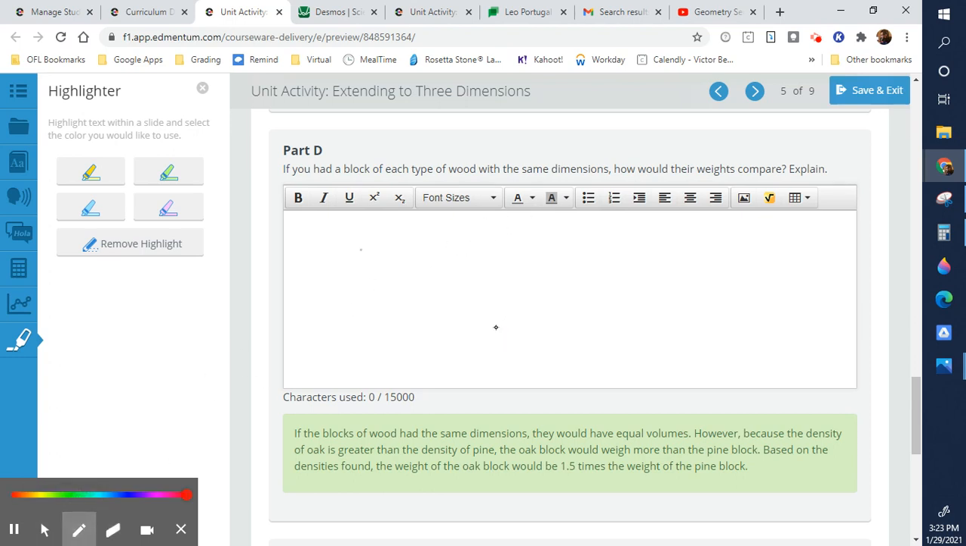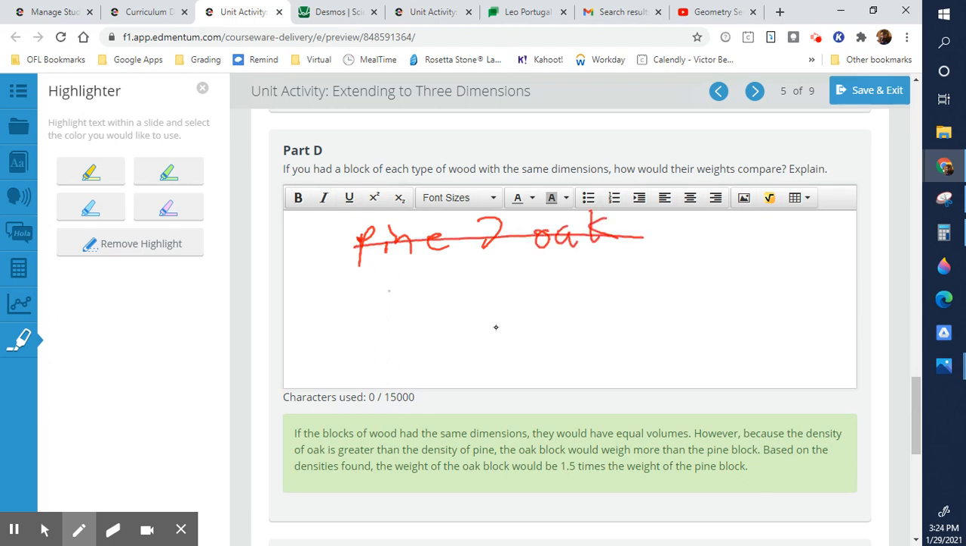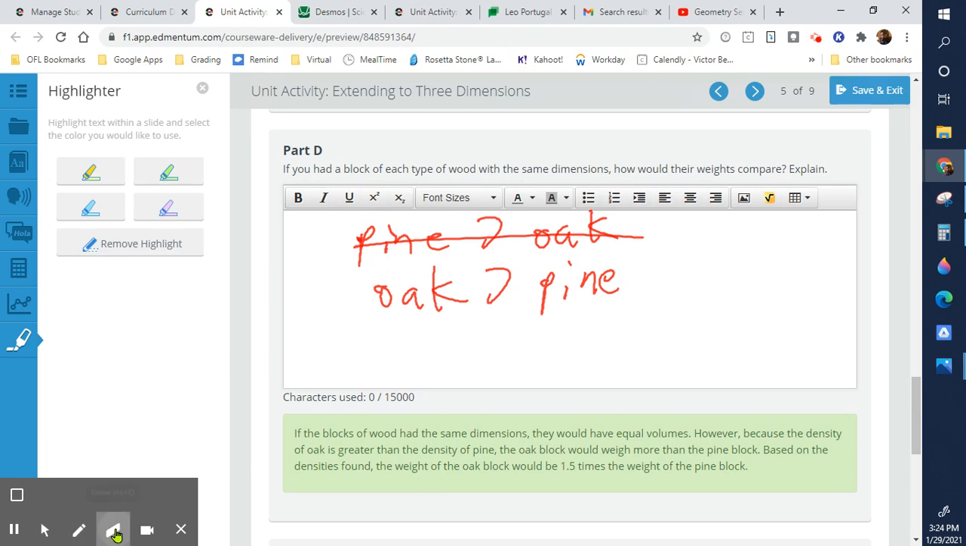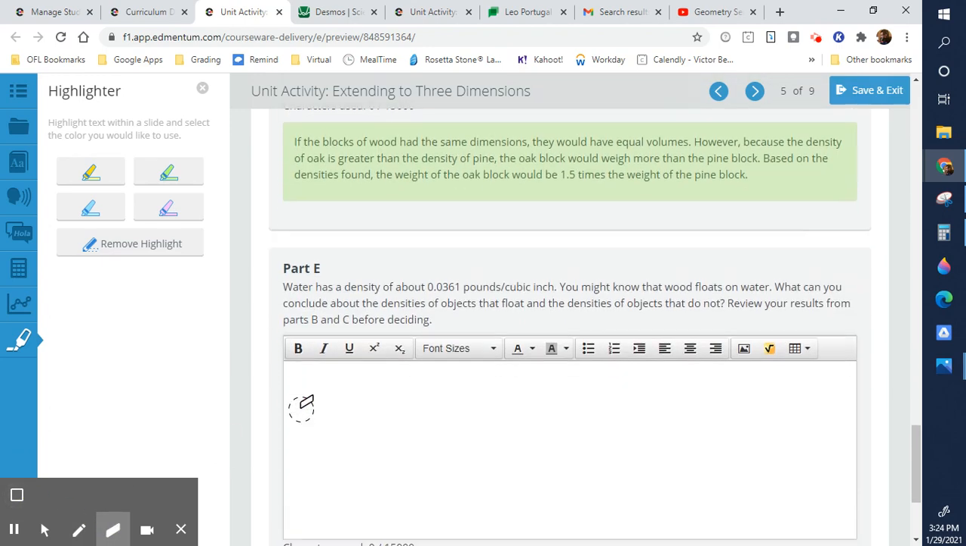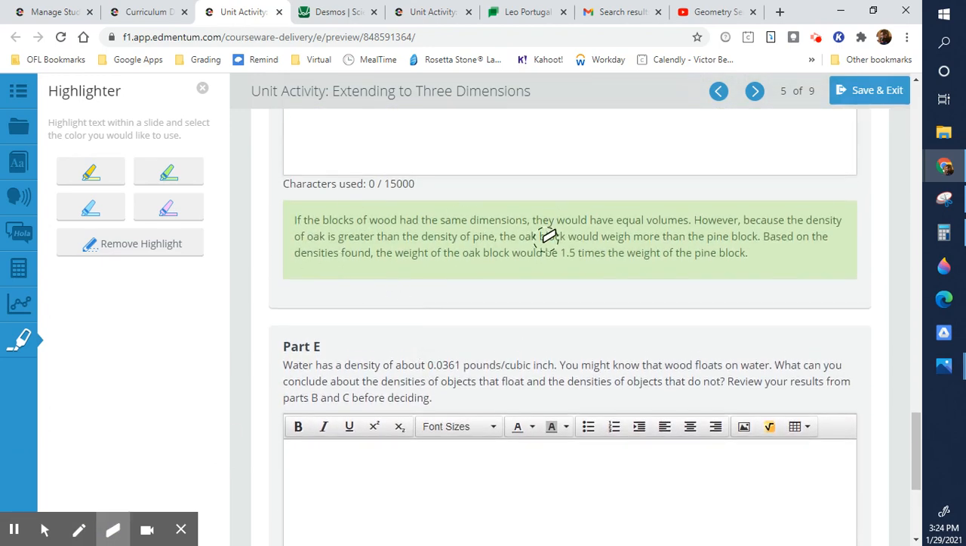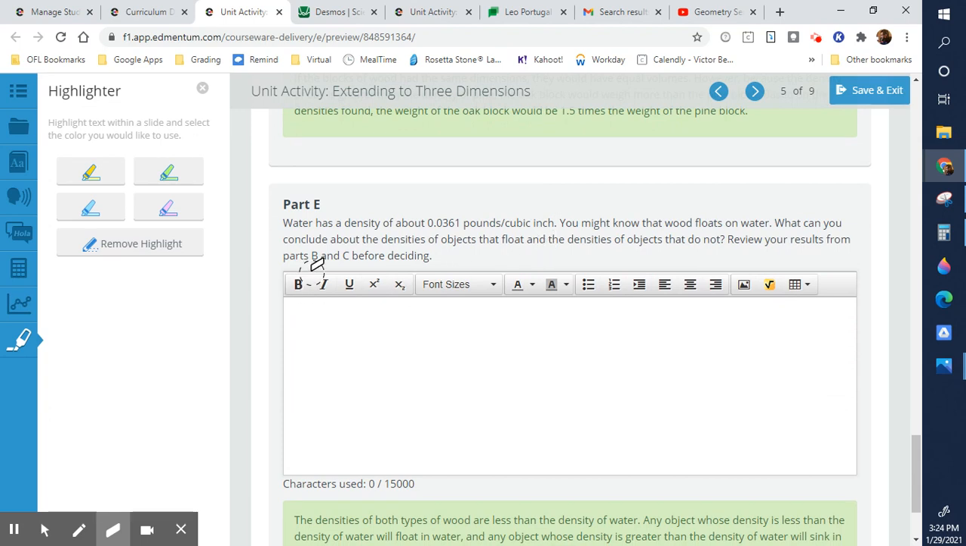So let's say, for example, the pine had a greater density than the oak, then you would say the pine would weigh more. But if the oak was greater than the pine, you would say the oak has the greater density. All right. And please use your own words. Don't just copy what's on here.